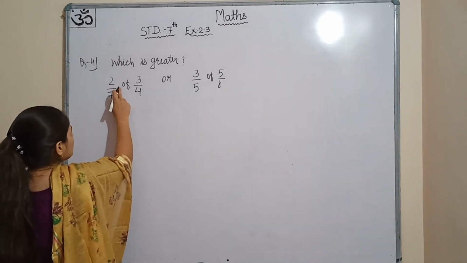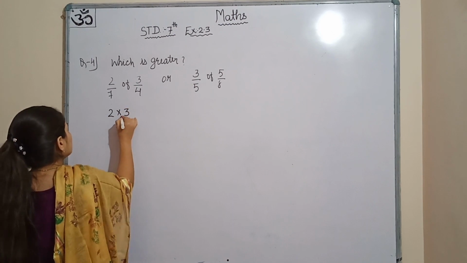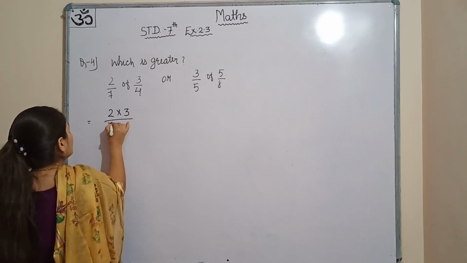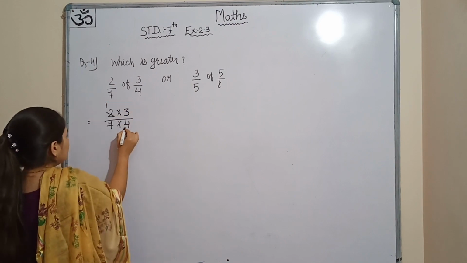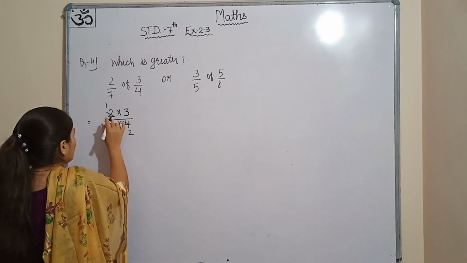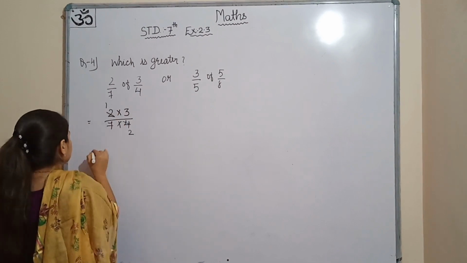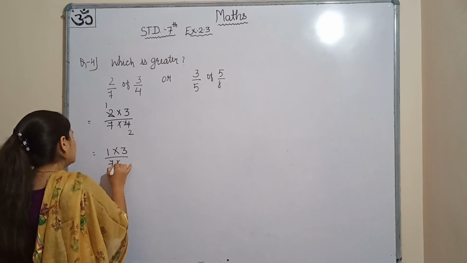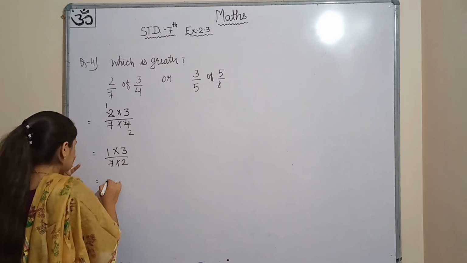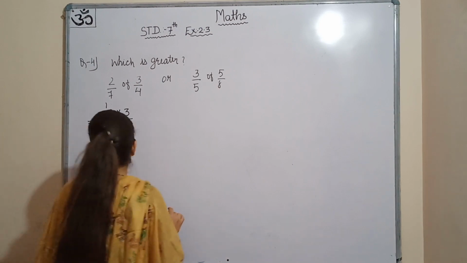That is 2/7 of 3/4. 2 multiplied by 3 and 7 multiplied by 4. Here we can cancel to obtain the reduced form, the lowest form. 2 ones are 2 and 2 twos are 4. Now these are the remaining numbers, so we'll write it as the answer. This is 3 upon 14.